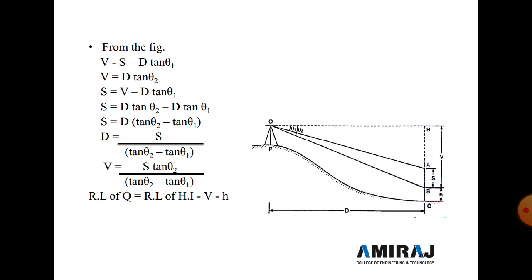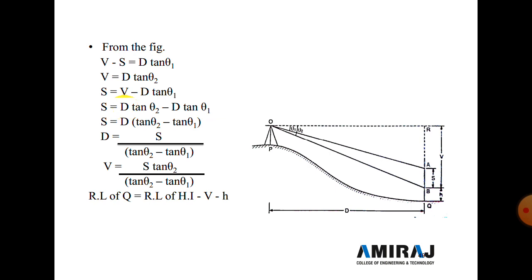Similarly we take another triangle, V, R and B, this triangle. So tan theta 2 is equal to V divided by D. So V is equal to D tan theta 2. Now S is the staff intercept, S is V minus D. Now from equation number one, S is equal to V minus D tan theta 2. Clear? So now put the D tan theta 2 in this equation. So S is equal to D tan theta 2 minus D tan theta 1.